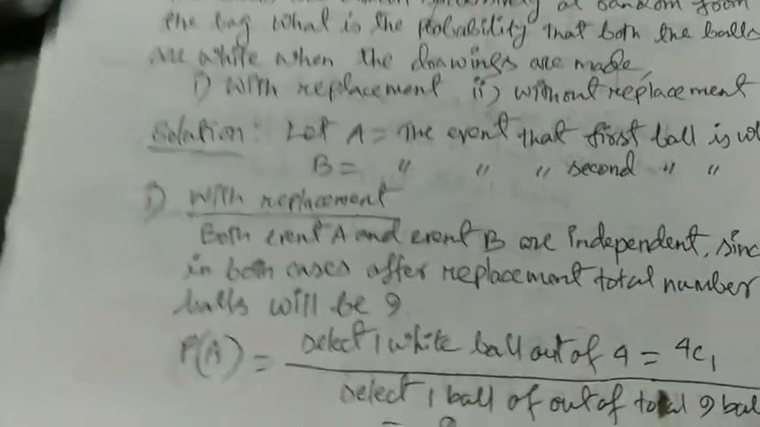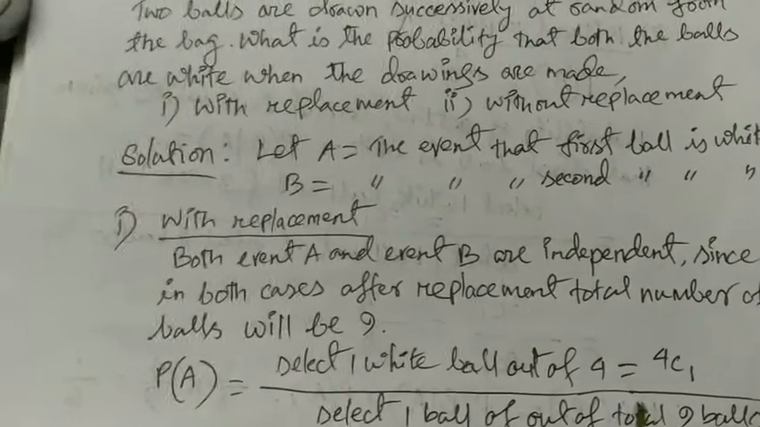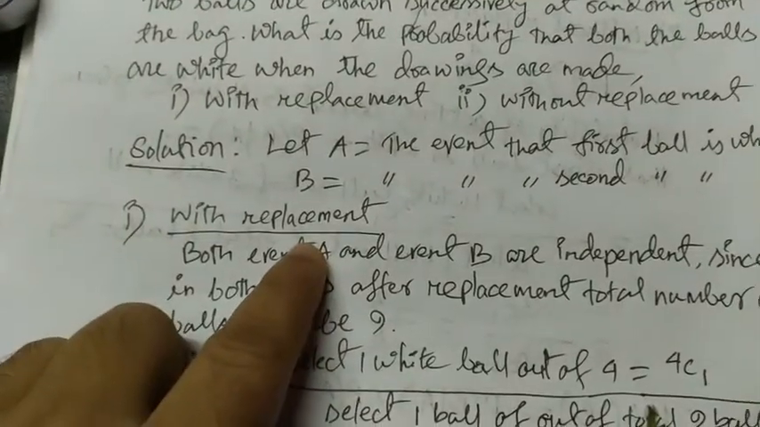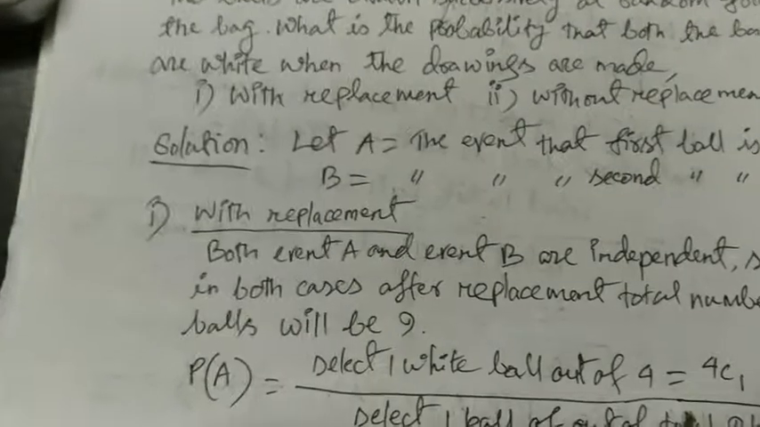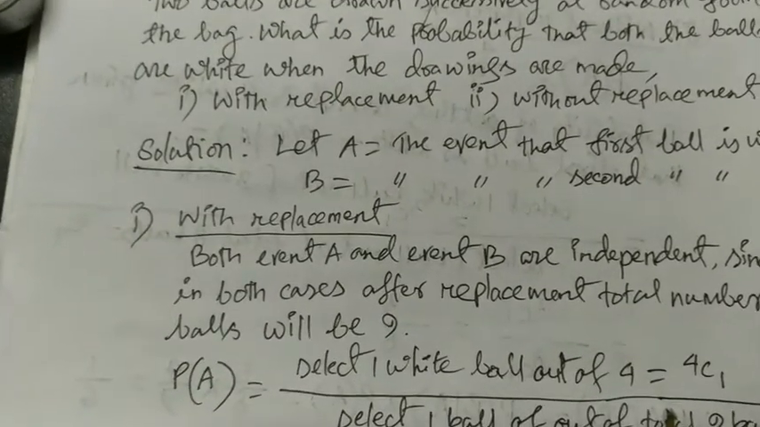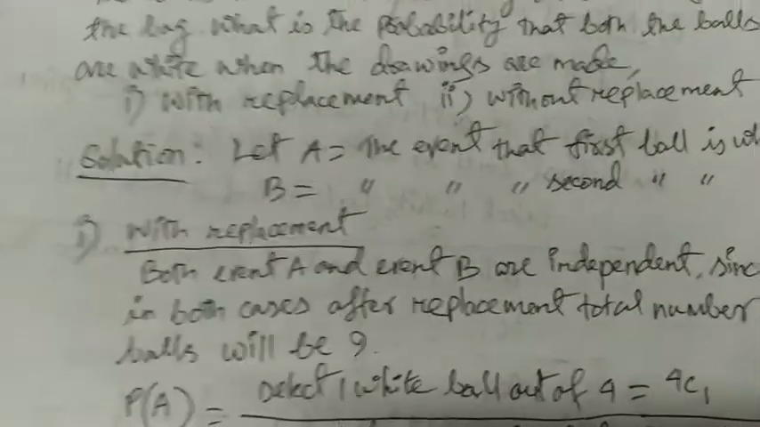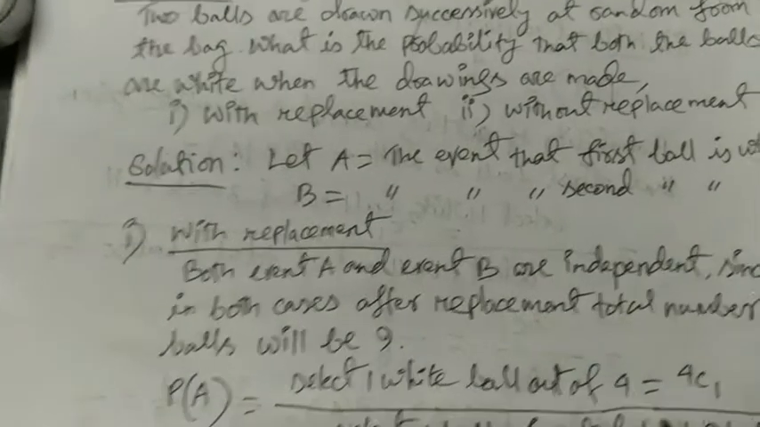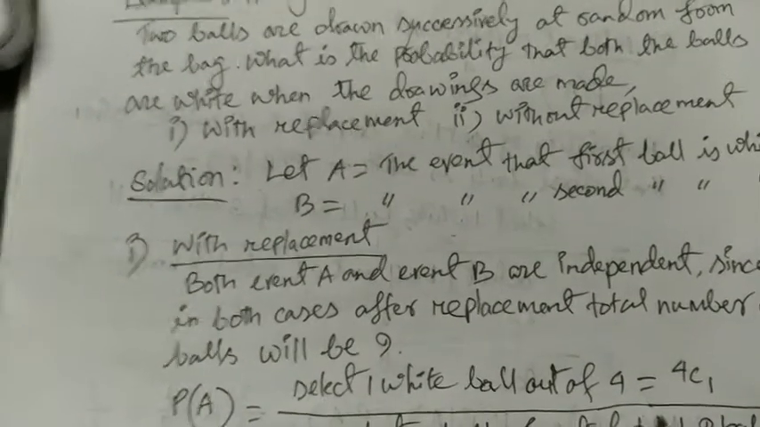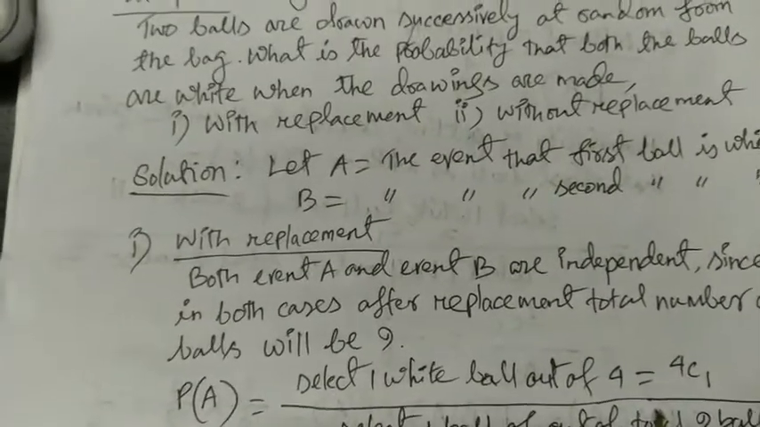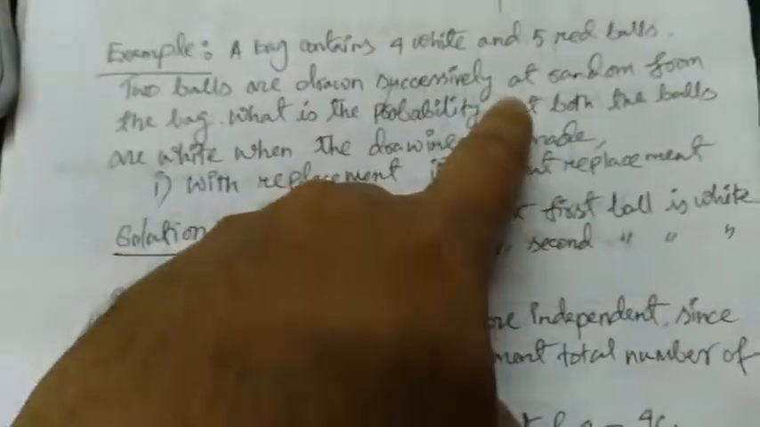Why? Because out of 9 balls, when you pick 1 ball, after picking it you are replacing the ball before you pick the second ball. So when you pick the second ball, the total number of balls is the same, 9 balls. I'm saying again: when you pick the first ball, the total number of balls is 9, that means 4 white and 5 red balls.